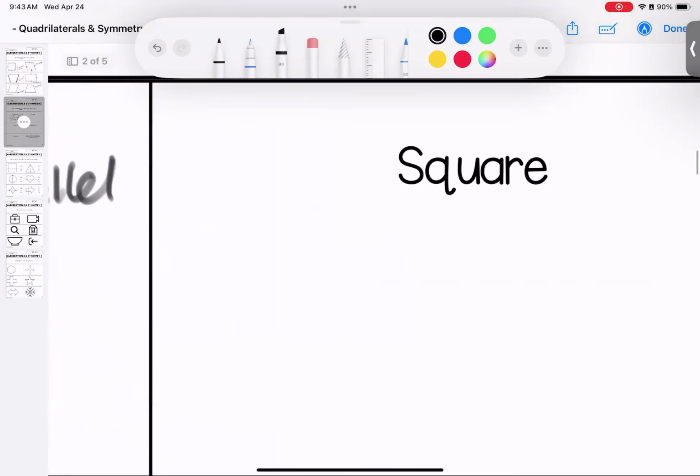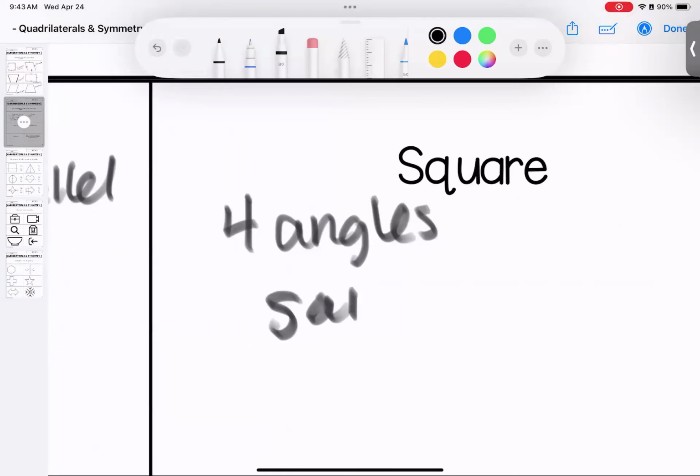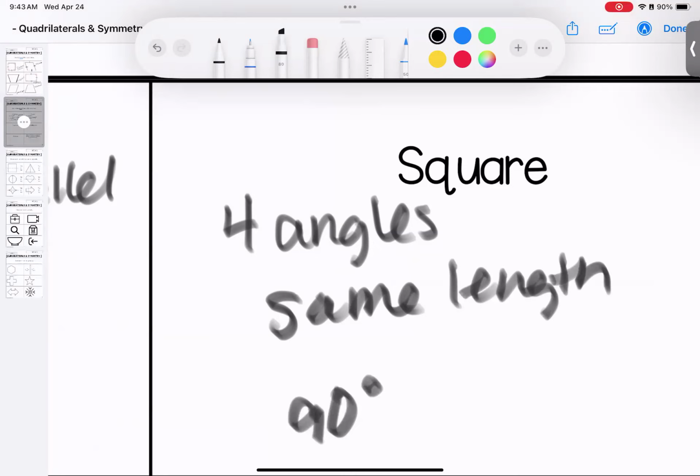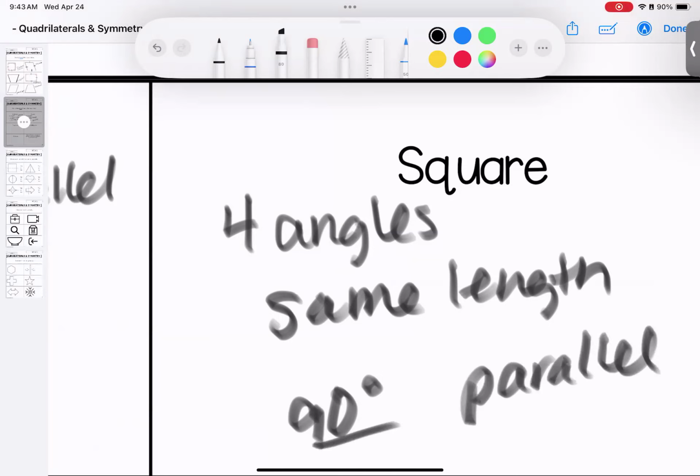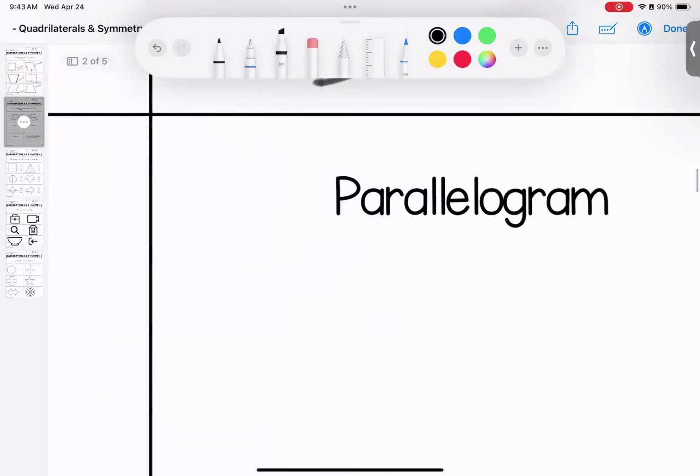Over here, a square, it's a quadrilateral, so it has 4 angles, 4 sides. All 4 sides are the same length, and our 4 corners are 90-degree angles. So 4 sides, 4 angles, they're all the same length. We have parallel sides, and our angles are 90 degrees or right.